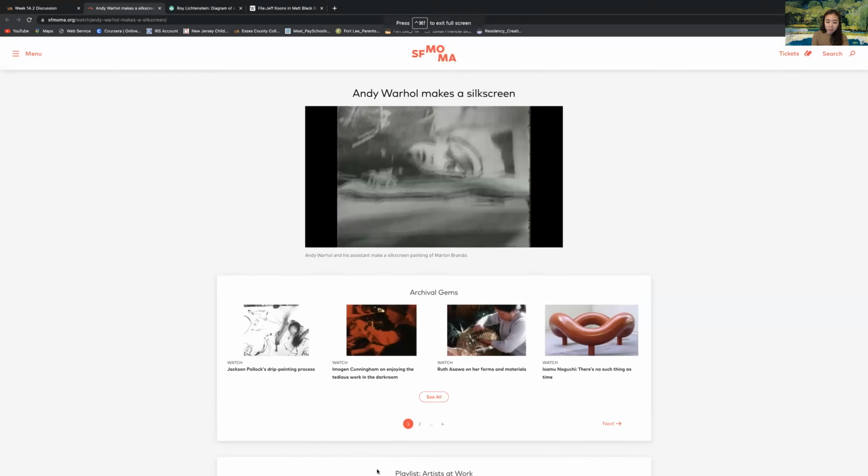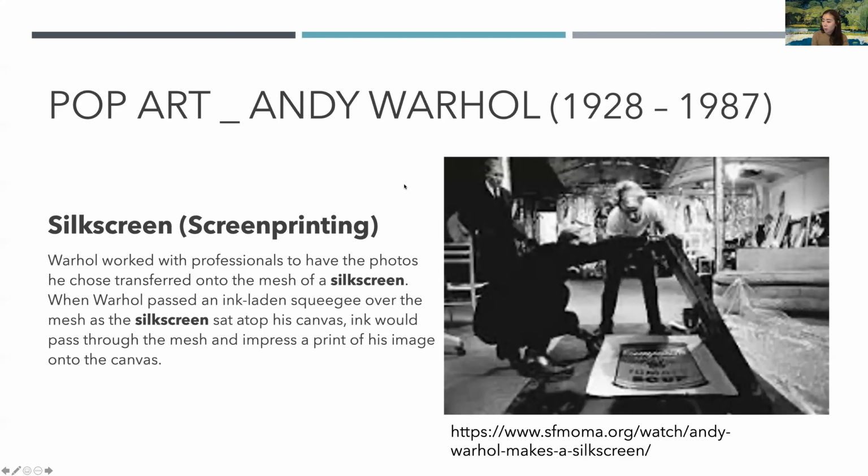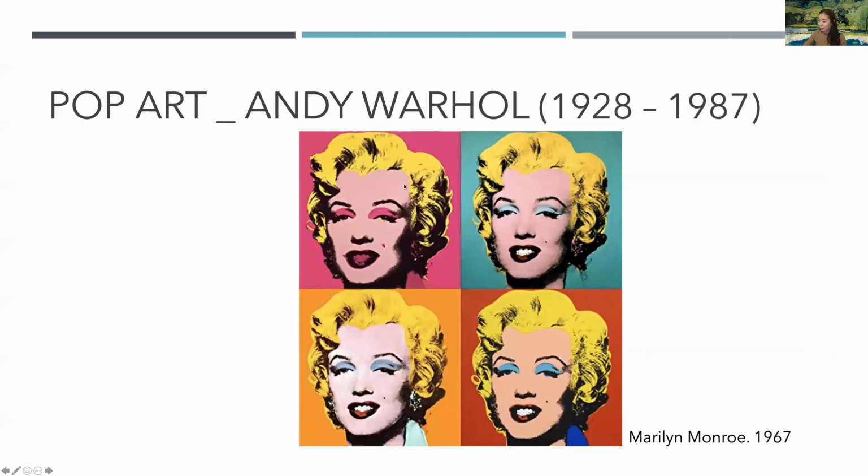There we go. So that was the work process with the silk screen on the canvas. So the work result looks like this. Looks very familiar to us, right? So this is one of his famous silk screen works.